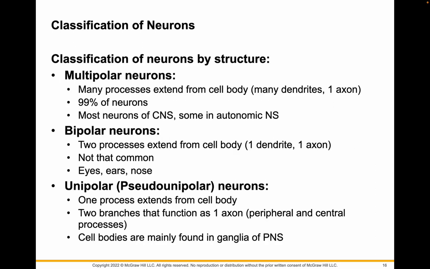So let's classify some neurons based on their structure. We already have kind of classified them on what they do. We talked about the afferent pathway having a sensory neuron, the efferent pathway having a motor neuron, and then the neuron in the central nervous system is going to be called an interneuron because it's between the two others. But let's look at how they're structured. There are multipolar neurons, and that just means you have a lot of extensions from the cell body. You could have many dendrites, but always remember just one axon. And this is most neurons.